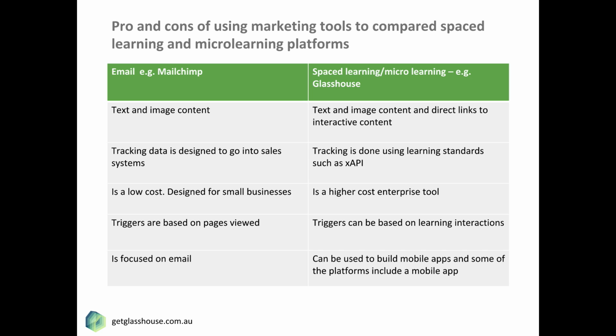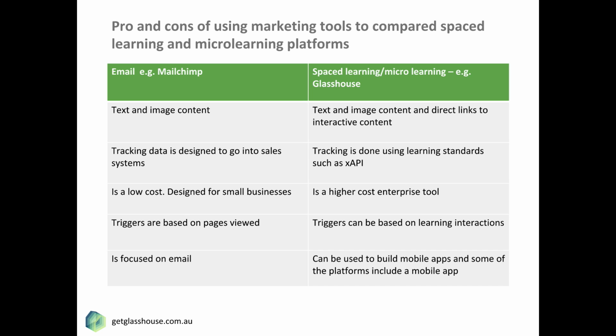Multiples of these types of spaced learning platforms can be triggered by learning interactions. So game effectiveness, talked about in this podcast that's coming out this particular week, they're triggering these types of messages from actual performance on the job or from quizzes. In Glasshouse, we can do it based on learning experiences. So if someone does a particular activity or makes a particular choice in an activity, it can then trigger a set of follow-up messages as well.